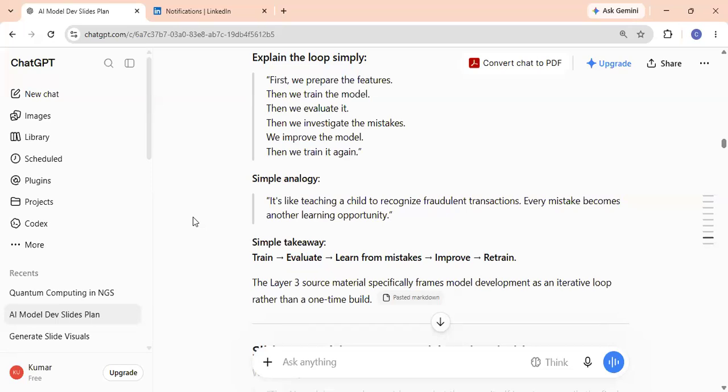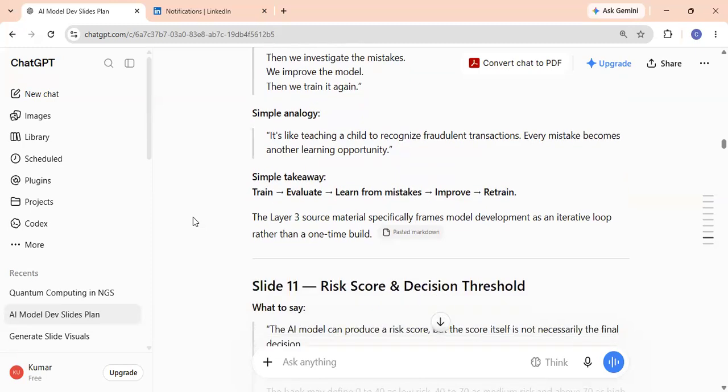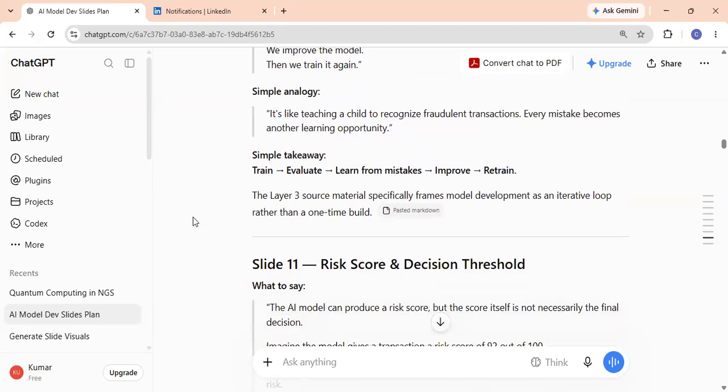So if they are making mistakes, we are going to show that. The same way he is comparing with kid training, right? We're also training the kids in the beginning of their life. Yes, the same way. So the simple takeaway: train, evaluate, learn from mistakes, improve, retrain. The layer three source material specifically frames model development as an iterative loop rather than a one-time build.